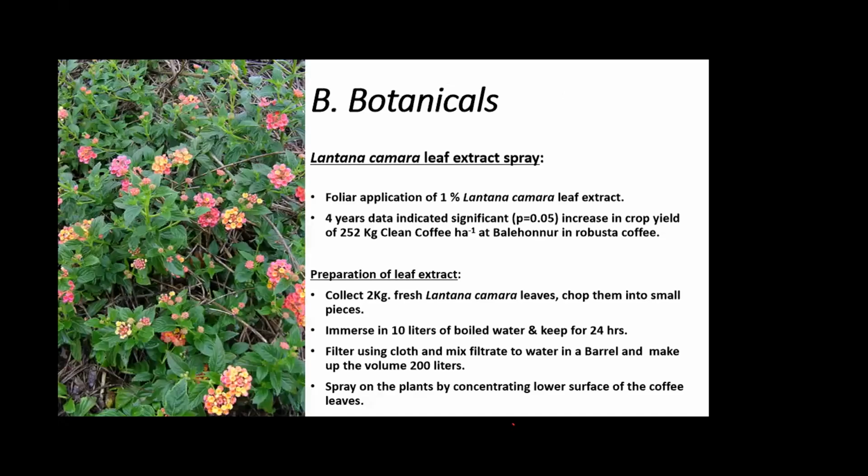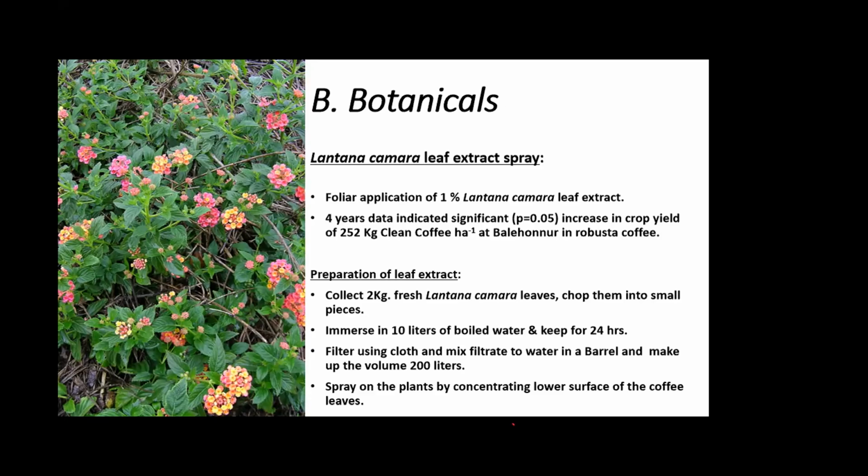So the second aspect is the botanicals. If you are interested in organic cultivation, you can think of spraying with the help of Lantana camara leaf extract. For 1% Lantana camara, you have to take 2 kg. You have to collect 2 kg of fresh Lantana camara leaves, chop them into small pieces and immerse them in 10 liters of boiled water, not boiling water, boiled water. Keep it for 24 hours, because all the chemicals present in the leaves will come into the water.